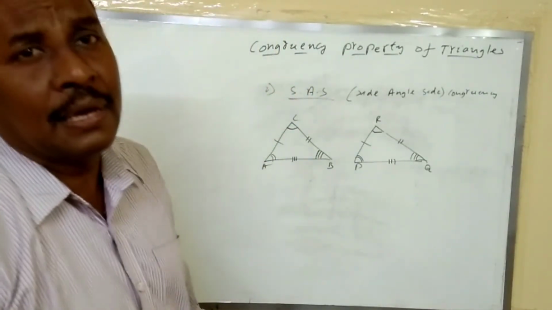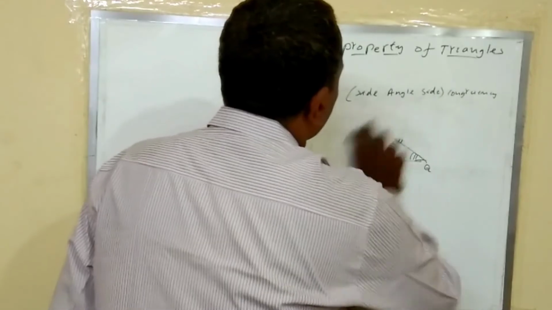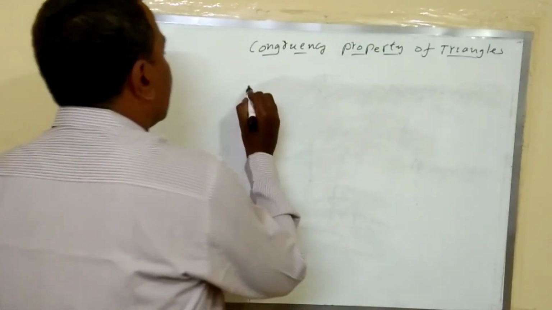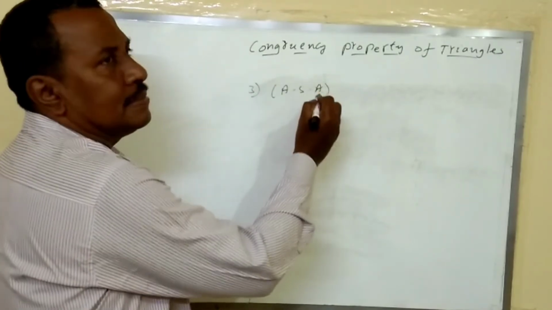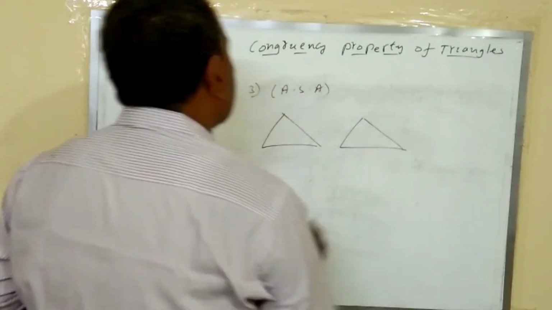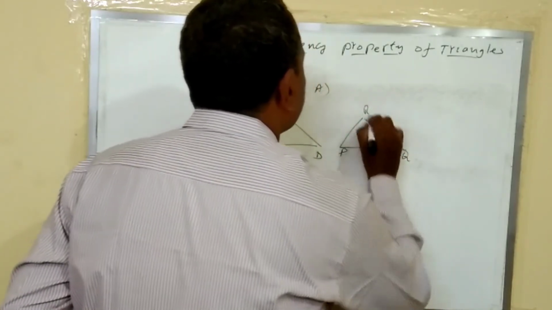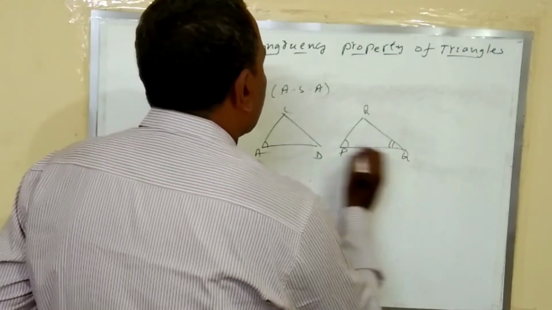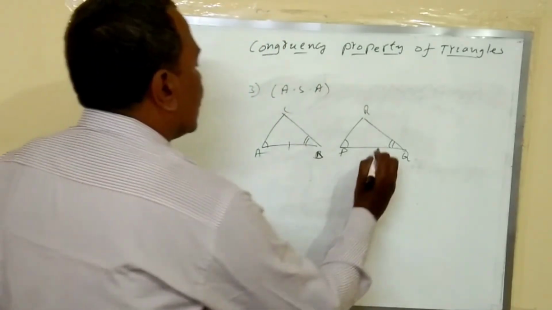So we have discussed SSS congruency and SAS congruency. Next one is ASA congruency. A means angle, S means side: angle, side, angle. I think you can guess. Triangles ABC, PQR. Angle A is equal to angle P, angle B is equal to angle Q, and AB is equal to PQ.